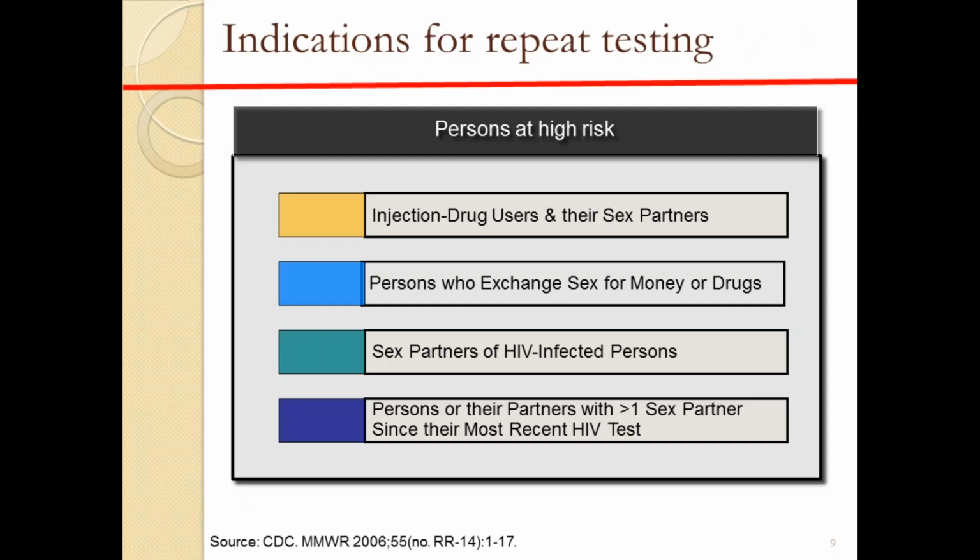There are particular individuals that are at even higher risk that need to be tested annually. These are patients who are IV drug users or are sex partners of IV drug users, people who exchange sex for money or drugs, and sex partners of HIV-infected individuals. Those top three, I think we're pretty good at recognizing as super high risk. But the last one is where we may be missing patients, and this is any person who's had a change in their sexual partner since their most recent HIV test. So that means we need to be asking about sexual history in order to know if our patients are at risk or not.